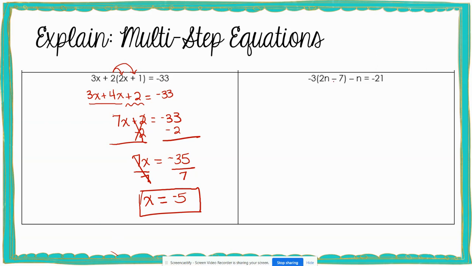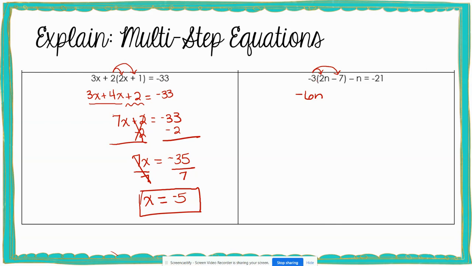Now I can do the same thing on this equation. I'm going to need to distribute a negative 3. Well, when I do this, I have to be careful. So negative 3 times positive 2n is negative 6n. This part is where I need to really focus.